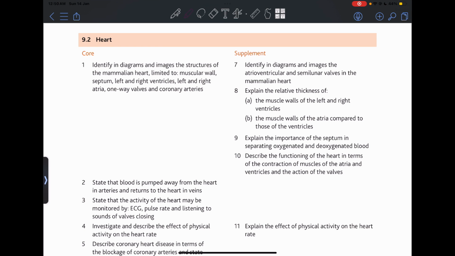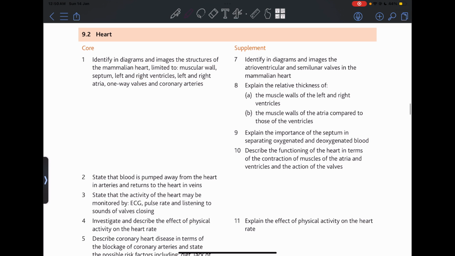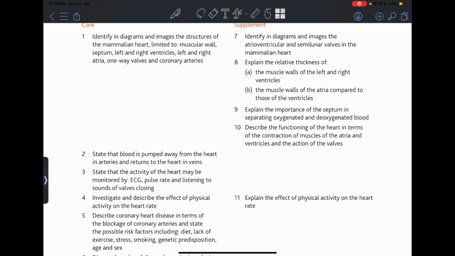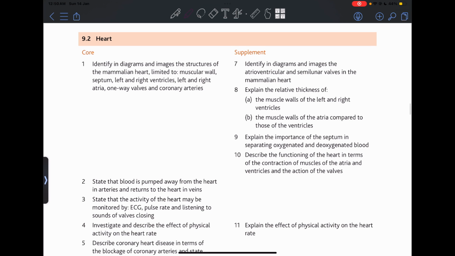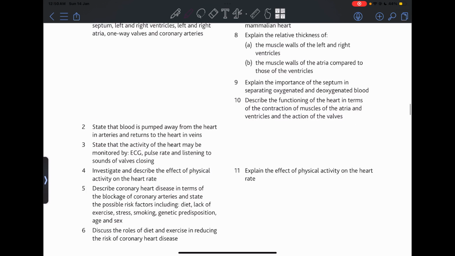Now for section 9.2, it is talking about the heart. In this part, the core and extended students have to know, identify in diagrams and images the structures of a mammalian heart limited to muscular wall, septum, left and right ventricles, left and right atria, one-way valves, and coronary arteries. So if you're given a figure or a picture in the exam, you have to know where the muscular wall is, where the septum is, where the ventricles are located in the heart, and you have to be able to label the images.